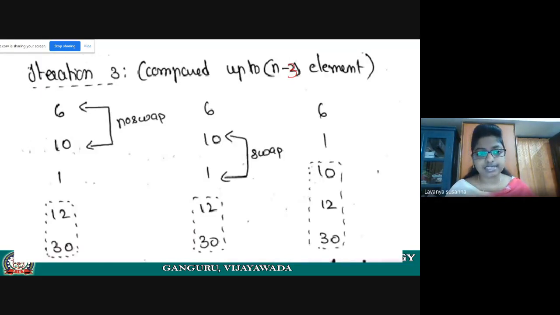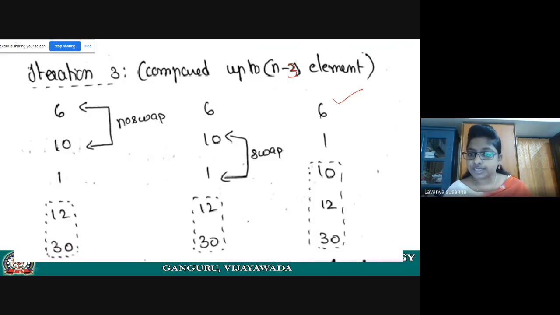Now take this as input. You need to compare up to n minus 3 only. 6, 10, 1 only you need to compare: first element, second element and third element. That's all. You will get the resultant array like this: 6, 1, 10. See, the third largest element is 10. 10 came to its position. Remember that, in each iteration, the largest element comes down.